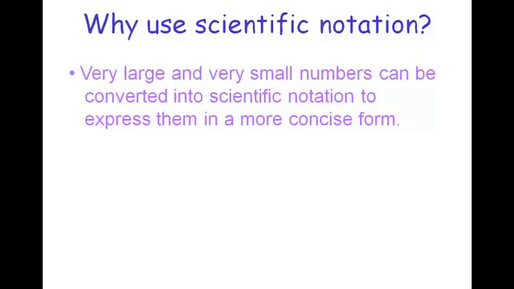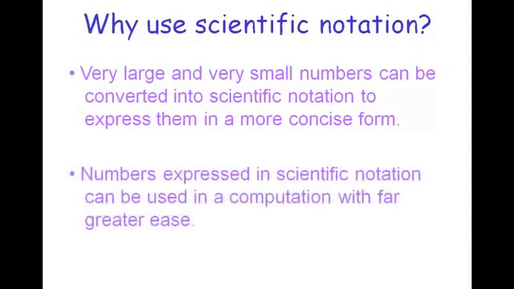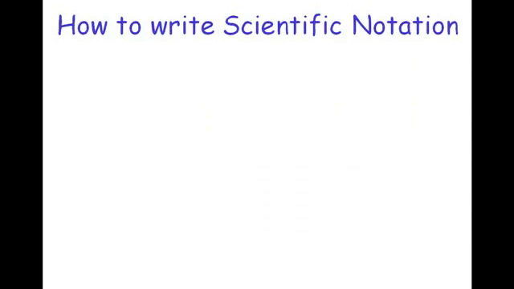Now, since in chemistry we're going to be dealing with really large numbers, because there are billions and billions of molecules in chemical equations, we have to be able to really hone in on this skill. Numbers expressed in scientific notation can be used in a computation with far greater ease because all we have to do is multiply a couple numbers together. Scientific notation is a very easy way to express large numbers.